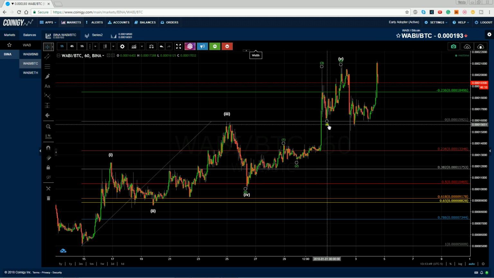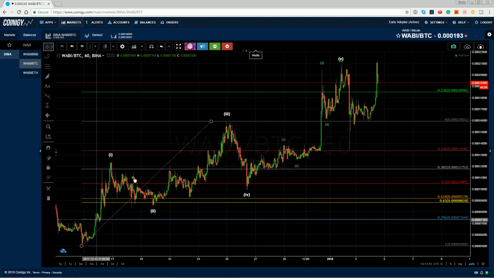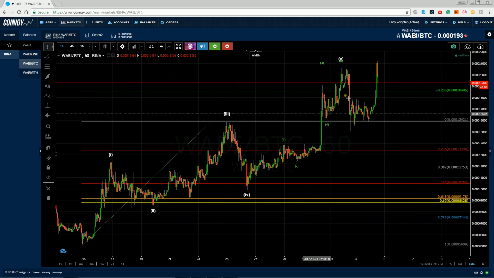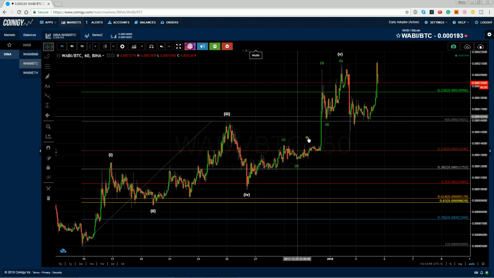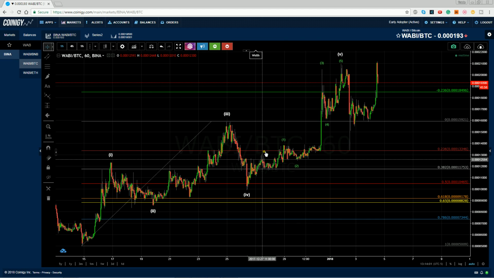Down for the 4, we don't overlap the 1. So we go within a leading diagonal. We have an impulsive 5th wave, if that makes sense, right? Which is, again, not uncommon. We're fighting to get a new trend started here.